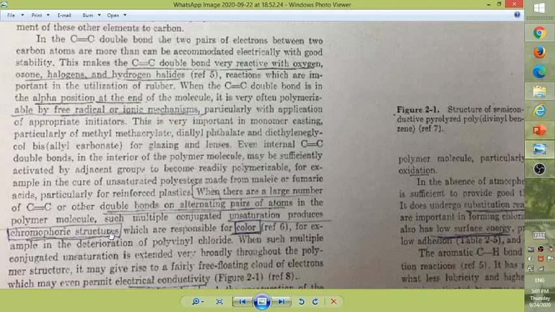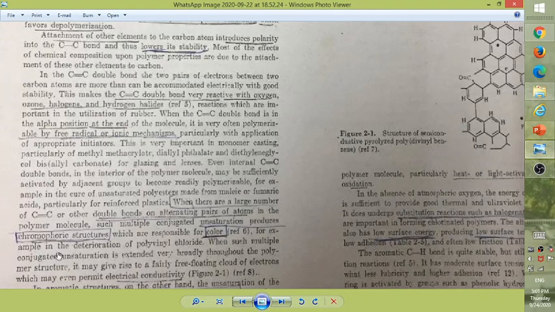So double bond means unsaturation, therefore it produces chromophoric structure and they impart color, and sometimes the color is like very untidy looking, so it's not good for the product which is responsible for color. For example, the deterioration of polyvinyl chloride.